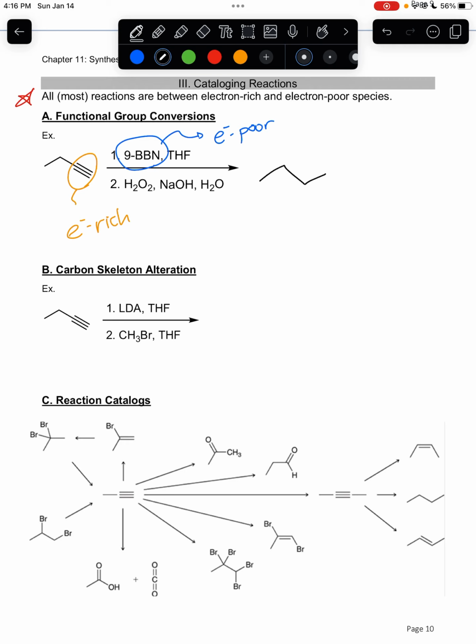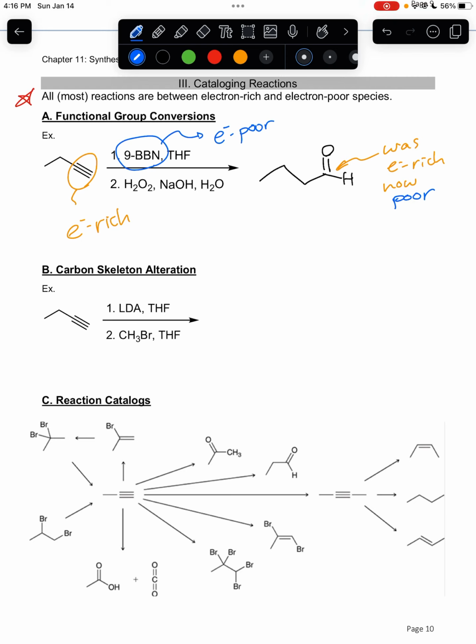hopefully you could figure out the product without looking at what I'm about to write here, but remember this would provide an aldehyde, right? Alkyne to aldehyde reaction. And if this seems foreign to you, I would really encourage you to go review this chapter from last semester. But what you see here is that this carbon was electron rich, but now it is electron poor, because an electron-poor species reacted with this electron-rich compound.